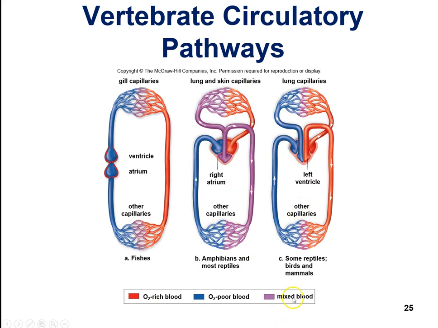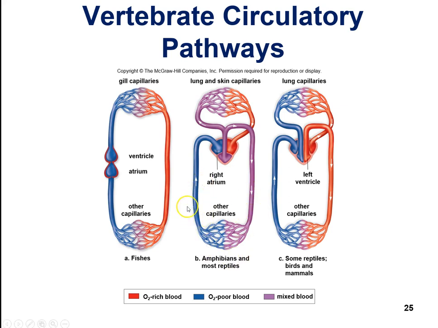Okay, and so the purple indicates mixed blood. The blue is oxygen poor blood, and then there's oxygen rich blood. You can see in the fish that they only have one atrium and one ventricle, right? The atrium is the receiving chamber, and the ventricle is the pumping chamber of the heart. Unoxygenated blood goes into the atrium, gets pumped out to the ventricle, goes to the capillaries in the gills. That's where it's going to pick up oxygen, then delivers that oxygen to the rest of the body, and then comes back to the heart, okay? For amphibians, you can see that it goes to lung and skin capillaries, like I talked to you about. That's where it's going to get oxygen.